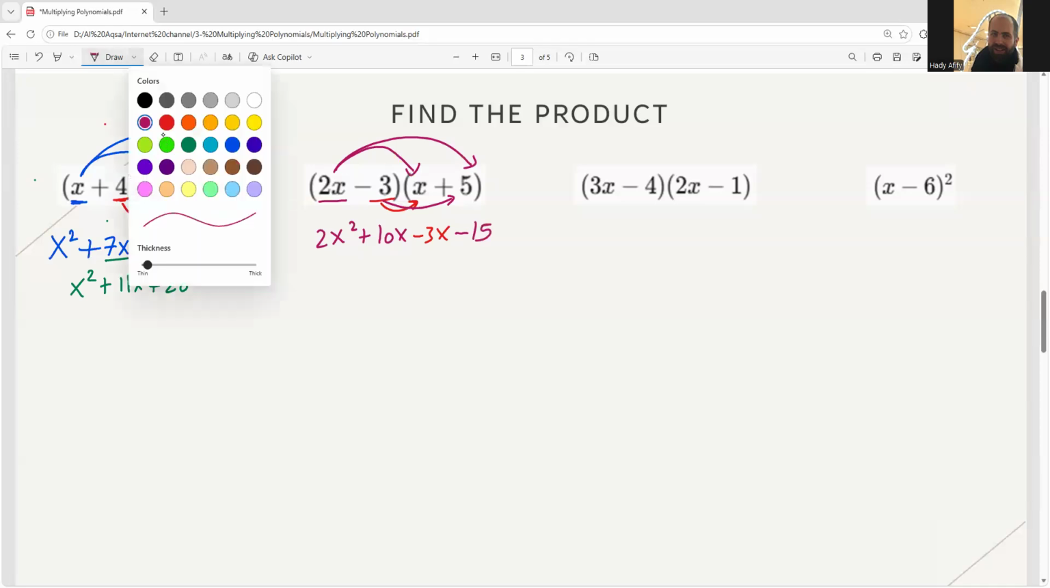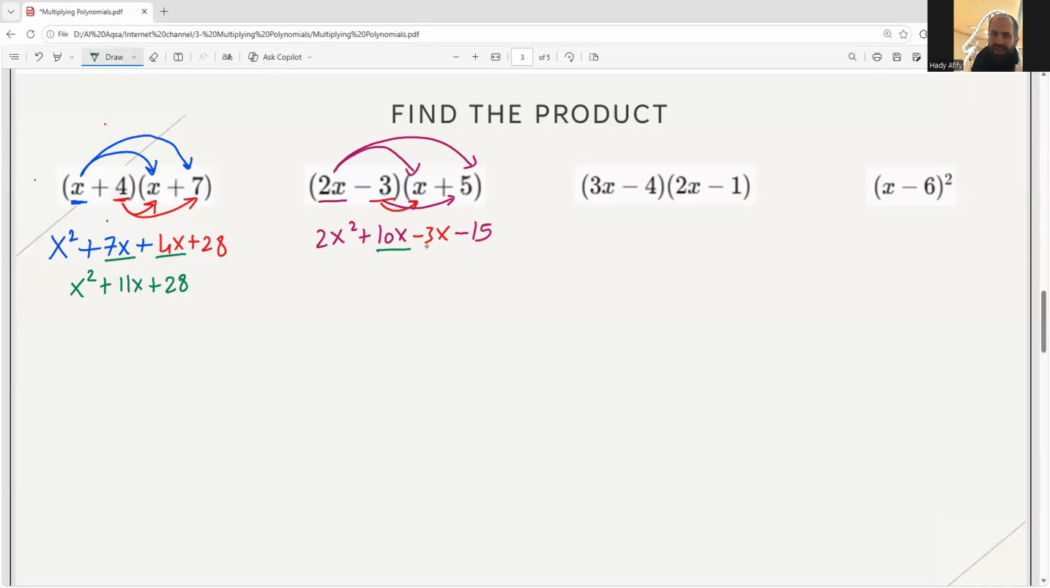I have like terms, two of them actually. I have 10x and minus 3x. 10x minus 3x will be 7x.